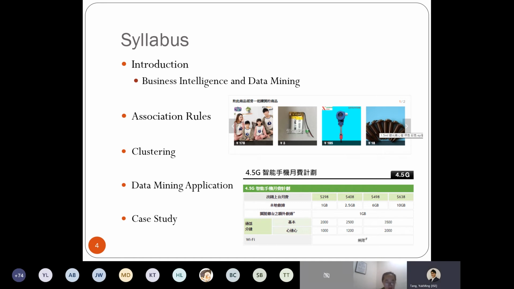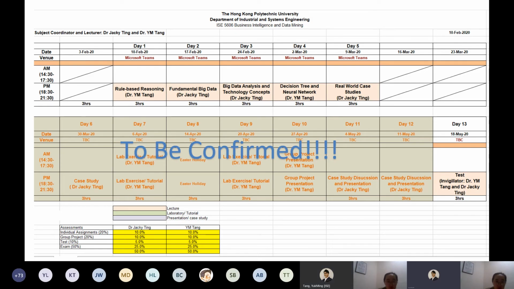Let me show you the teaching timetable for this subject. You can find the teaching materials on the Blackboard as well as the teaching timetable. So you can take a look at the teaching timetable. This is the first lesson.